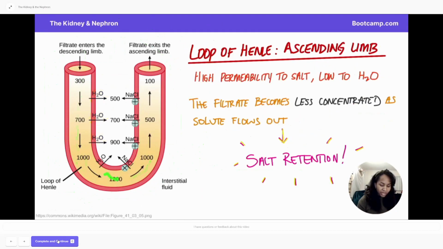As we continue up the ascending limb of the loop of Henle, we're going to see the very opposite. So first we're going to have a very high permeability to salt and a low permeability to water, meaning salt is going to flow out and water is not going to, which we can see here. And when this happens, the filtrate is going to become less concentrated. So before we had water coming out in the descending limb here, and that concentrated the filtrate because there was less water. Well, relatively now, if we remove what was making the filtrate concentrated in the first place, which was all of that solute, all of that salt, then we're going to have it be less concentrated as a result. And this is going to help our body retain the salts that we need.